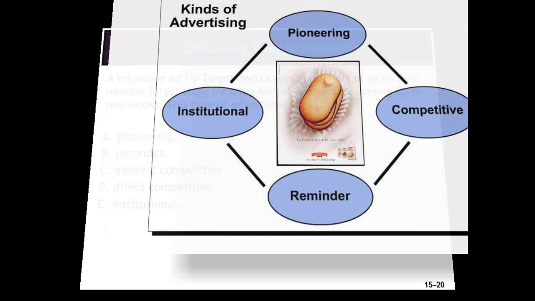A television ad for Target encourages consumers to go to their nearest Target store for a big end of season sale coming up in 2 weeks. This type of advertising is direct competitive. Competitive advertising tries to develop selective demand for a specific brand by encouraging consumers to go to their nearest Target store for a large sale in 2 weeks. This ad is stressing an immediate buying action, which is a direct type of competitive advertising.